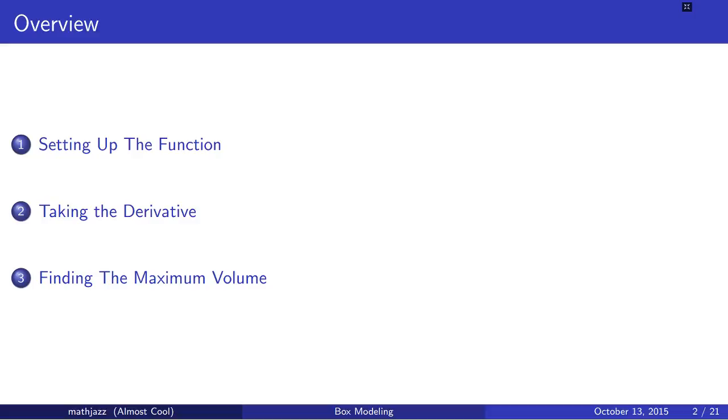In our first video, we set up a function that described the volume of a rectangular box, and we found the domain of that function. If you have not seen this video or done this problem, I recommend watching that video, doing that problem, and then coming back to watch this video. In this video, we'll be taking the derivative of the function from video 1, and we will be studying it a little bit.